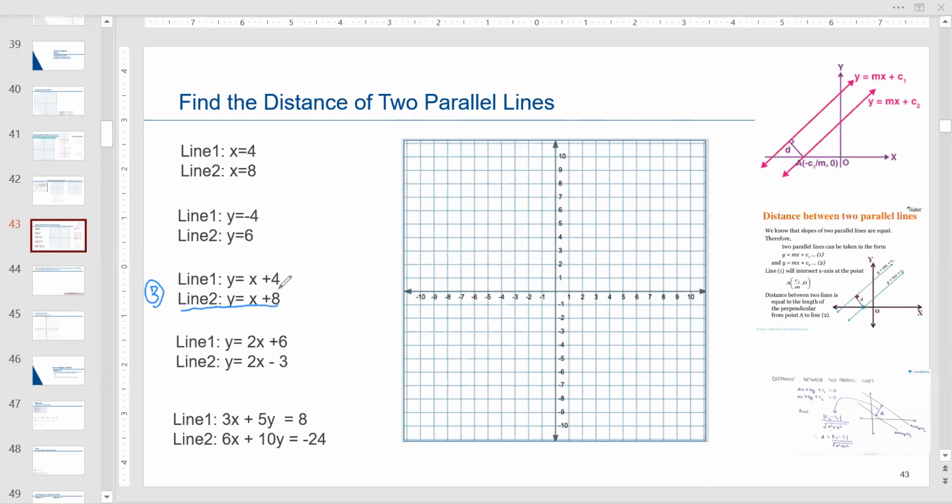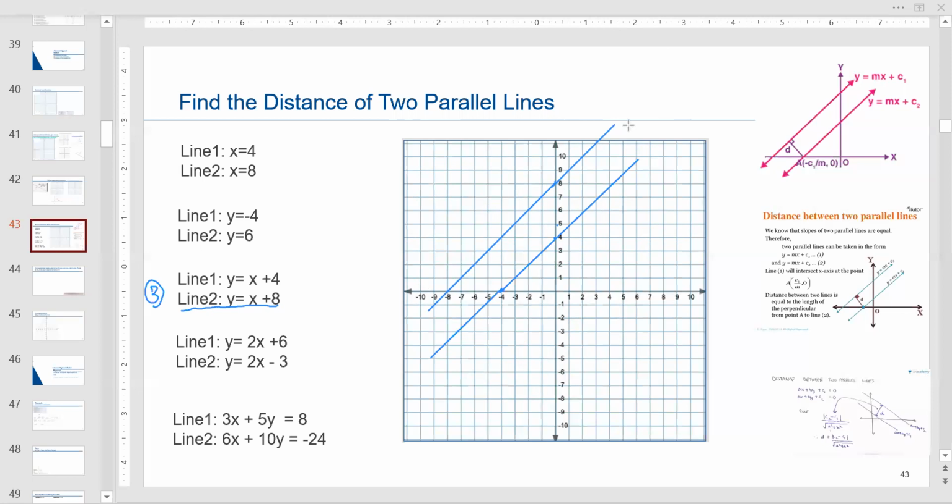This is two parallel lines. One is x plus 4. So you can quickly find the y-intercept is right here, the x-intercept right here. So you can graph it quickly, right? Extend it. The other one, x plus 8. So one starts here, the other is -8. So you can just do it like this. Two parallel lines, right?